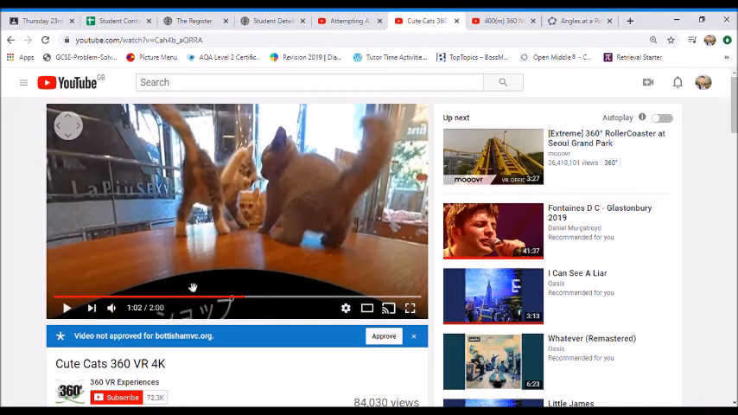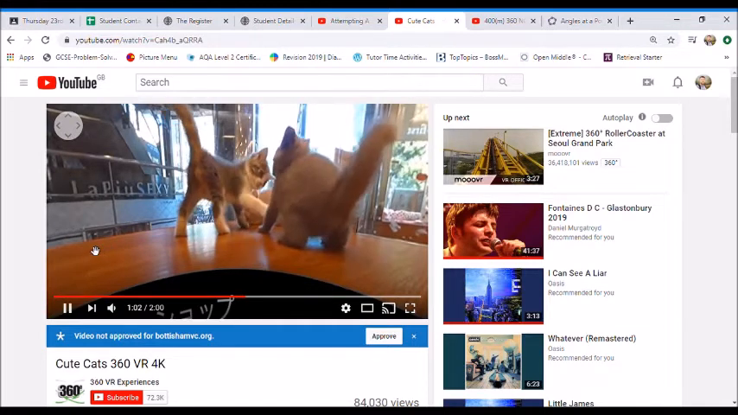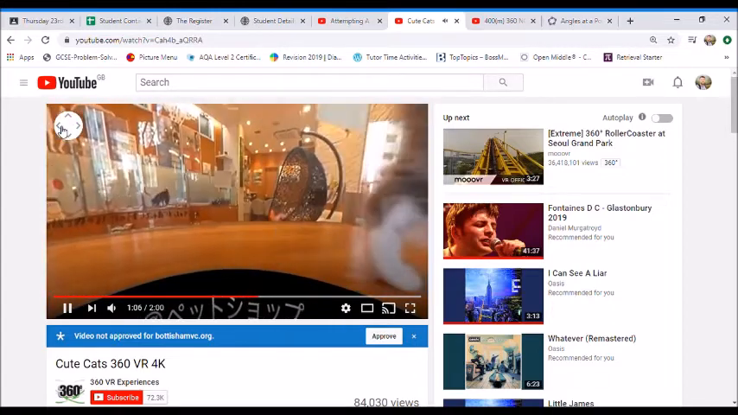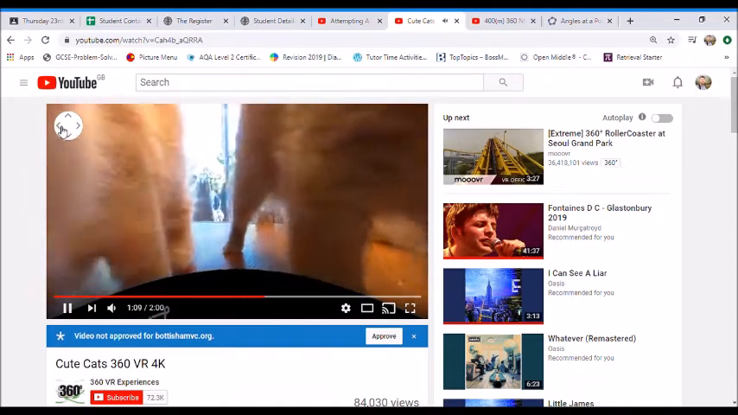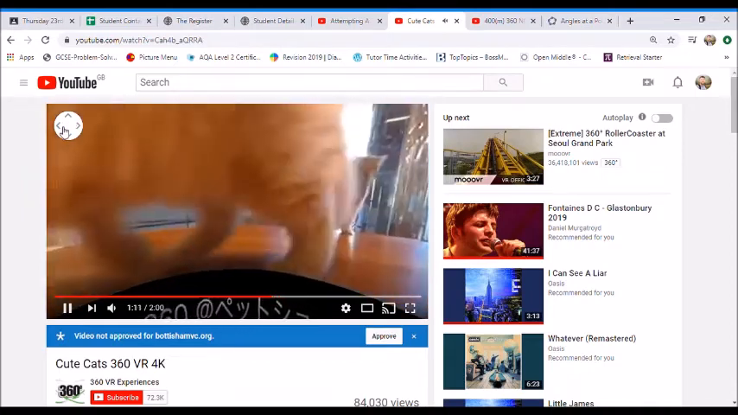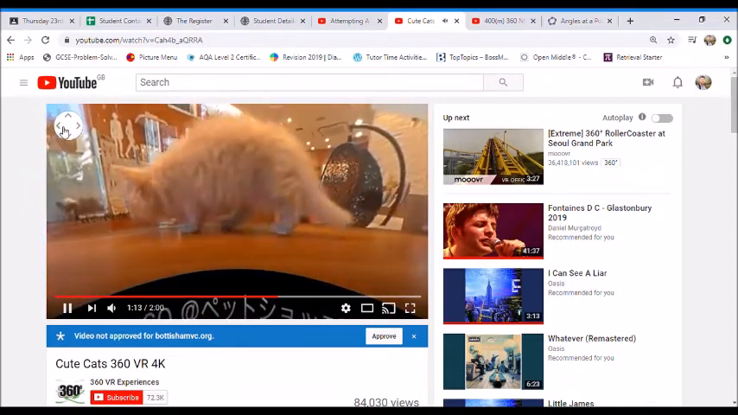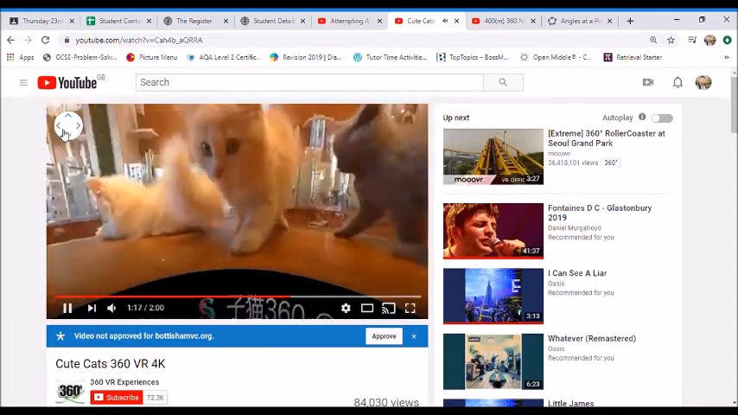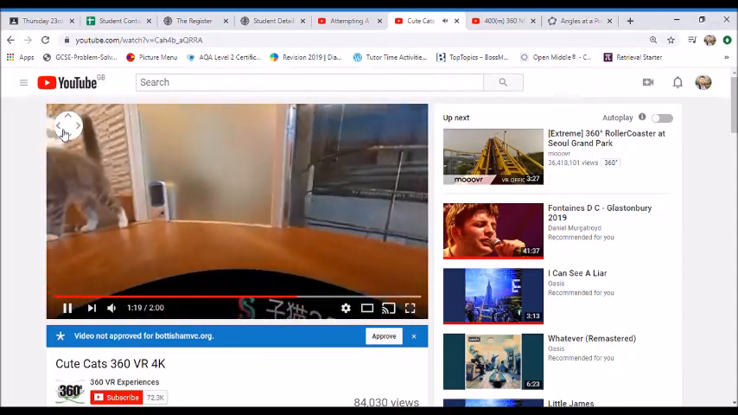Another time I've seen the number 360 in real life is when you're thinking about 360 videos. They're basically videos where you can change the camera angles. Let's watch this video of cute cats. If I press these arrows, I can change the direction I'm looking. I can follow this cat as he walks around in a circle just by playing with that camera angle. So 360 again means a full turn.